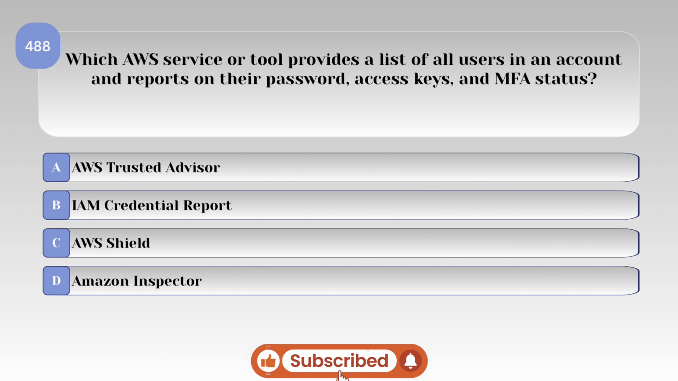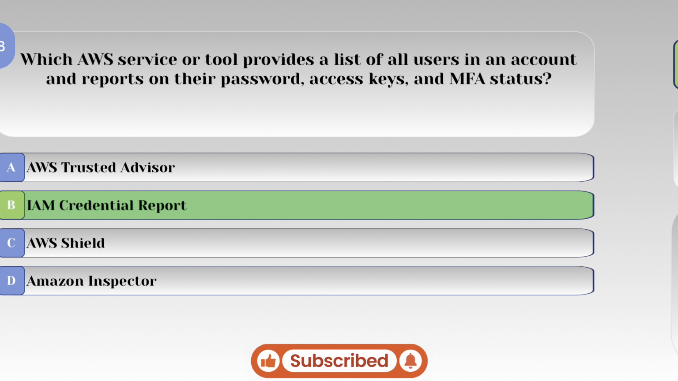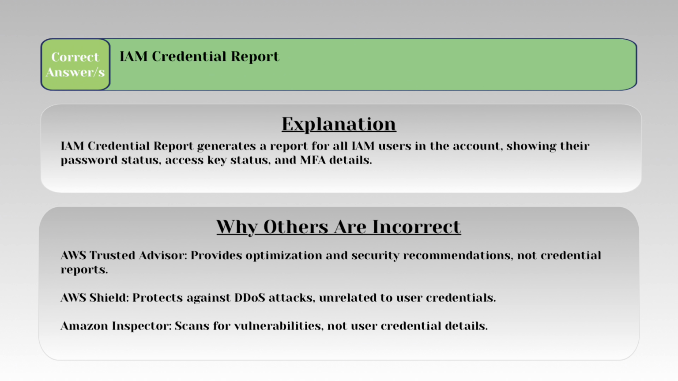Correct answer, IAM Credential Report. Explanation: IAM Credential Report generates a report for all IAM users in the account, showing their password status, access key status, and MFA details. Why others are incorrect: AWS Trusted Advisor provides optimization and security recommendations, not credential reports. AWS Shield protects against DDoS attacks, unrelated to user credentials. Amazon Inspector scans for vulnerabilities, not user credential details.